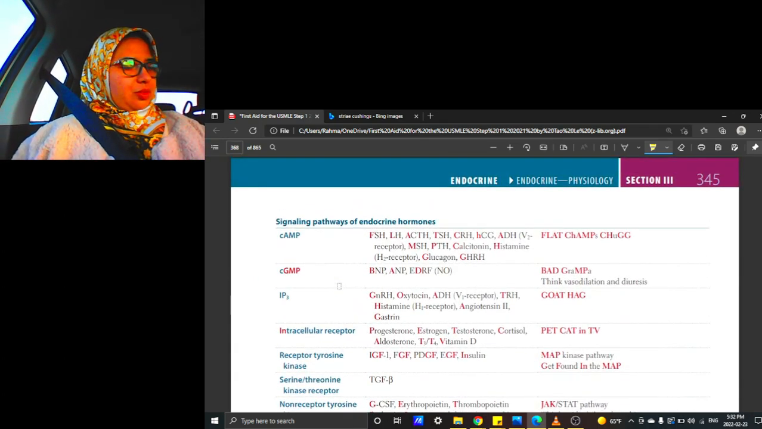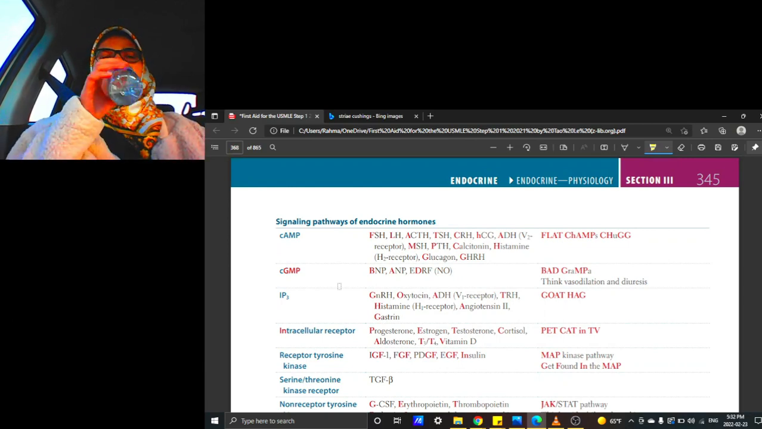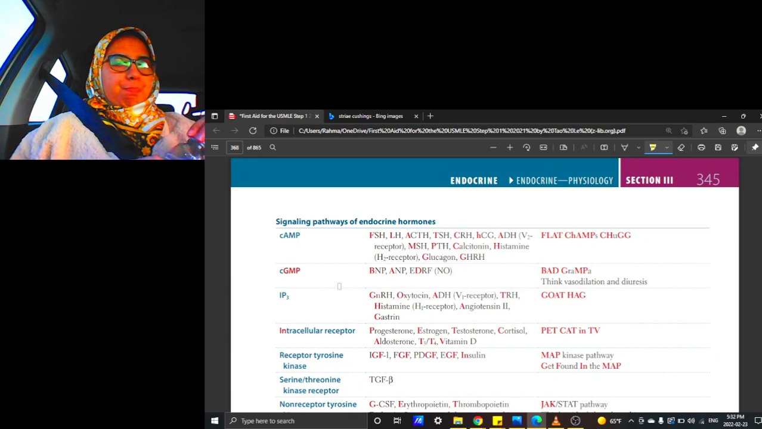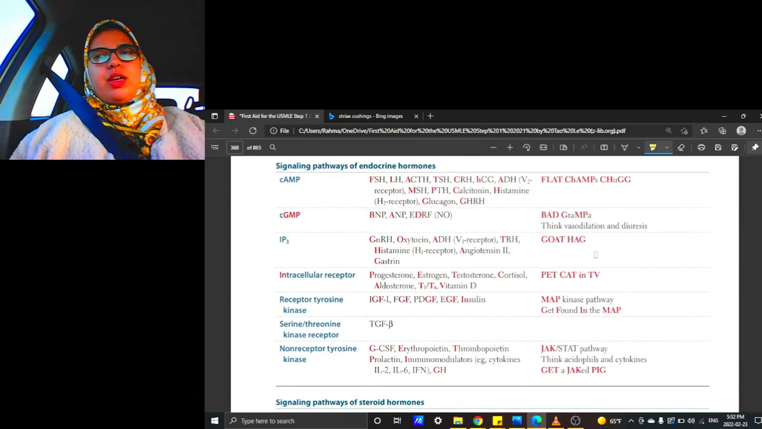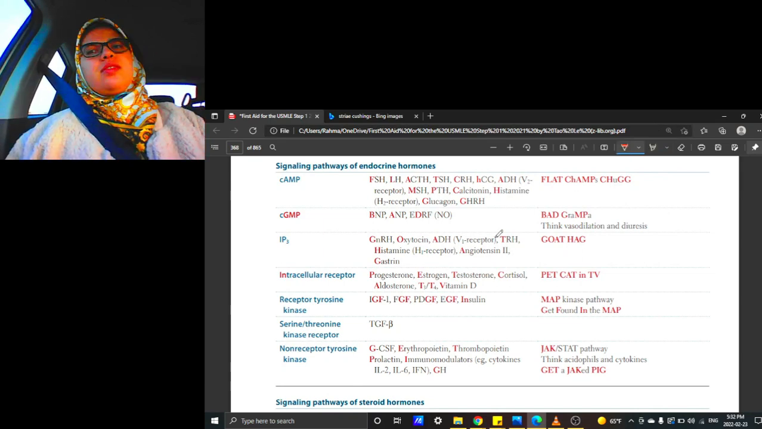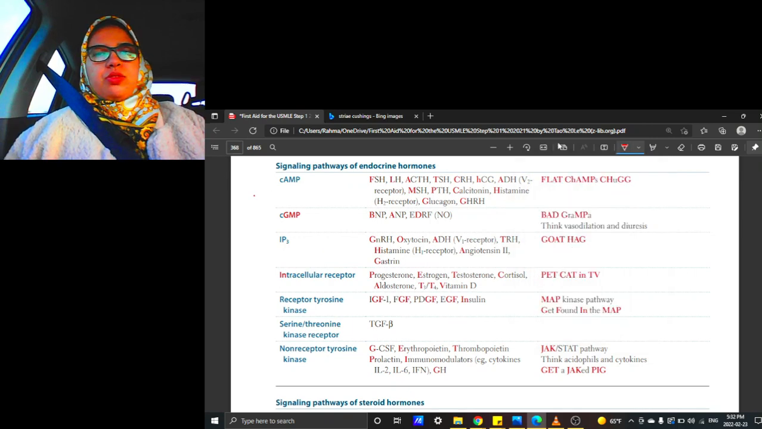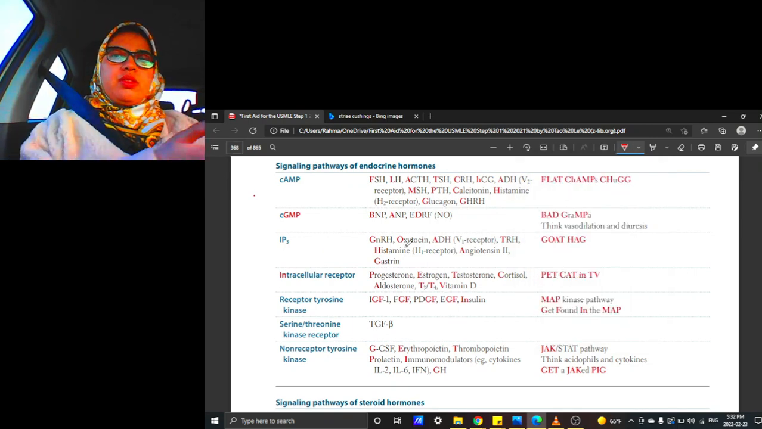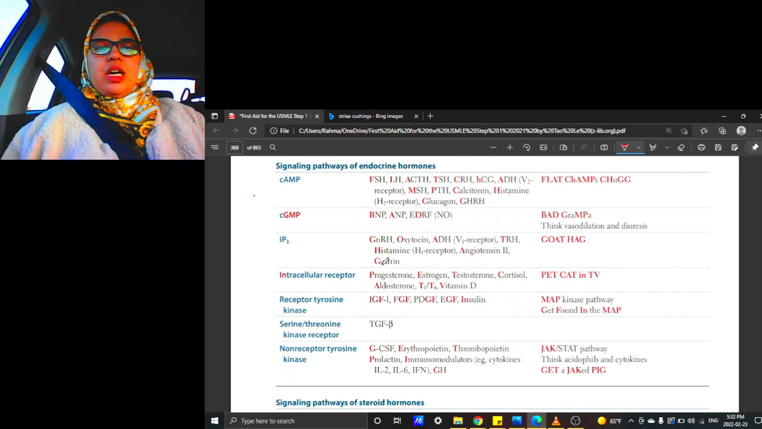Now, here we come to the part that I personally despise with a passion, which is the signaling pathways of endocrine hormones. You will get asked a million possible questions on this. There is no way out of it other than to memorize it, unfortunately. And I don't like areas where that's the only resort that you might have. They will ask you any one of these hormones, and they'll tell you, well, what is the signaling pathway for it? And it can seem daunting to memorize all of this.